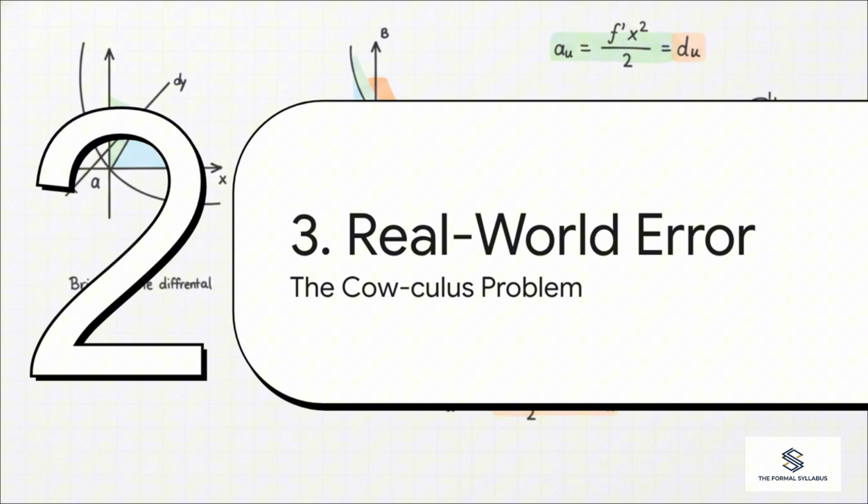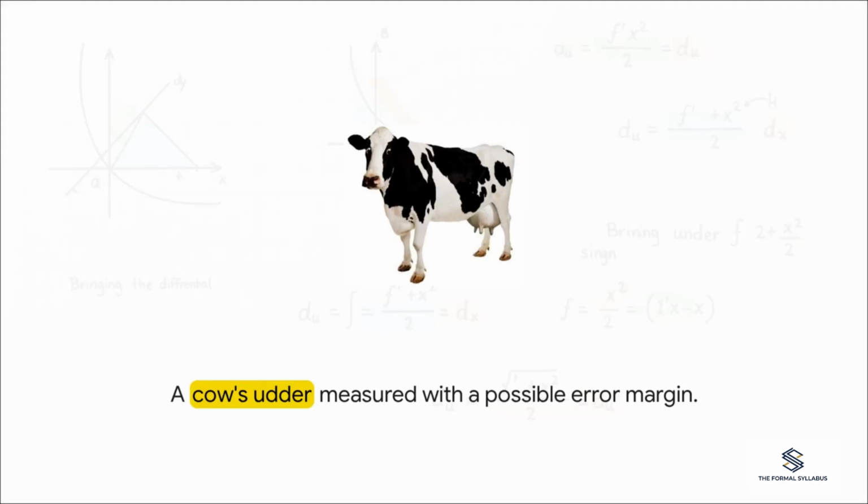Moving on to Section 3, Real-World Error Propagation, the calculus problem. Okay, let's say we measure a cow's hemispherical udder diameter as 26 centimeters, but we have a 0.5 centimeter error margin. We need to know exactly how that tiny linear error propagates into our final volume calculation. Sounds a bit silly, but it's a very real practical issue.